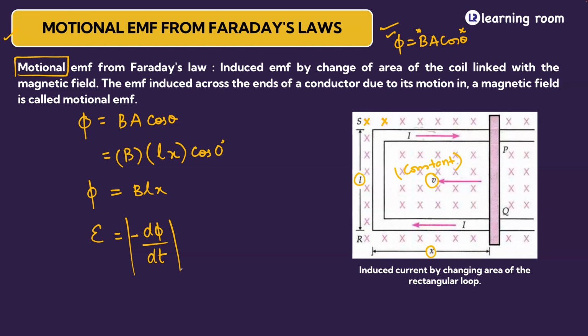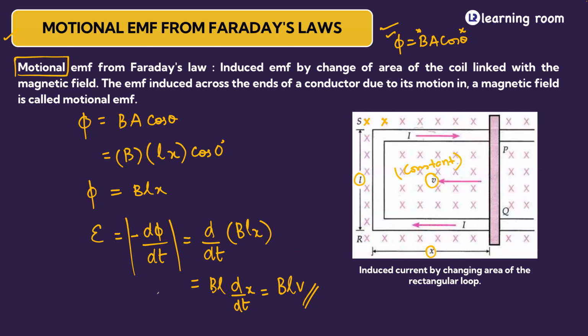Okay. So d phi by dt means it is going to be d by dt of B into L into X. So B into L can be taken out because they are constant. So B into L into d by dt of X is going to be B into L into V. Why I wrote dx by dt as V is because the rate at which the distance is changing is going to be the speed. So dx by dt, I wrote it as V.